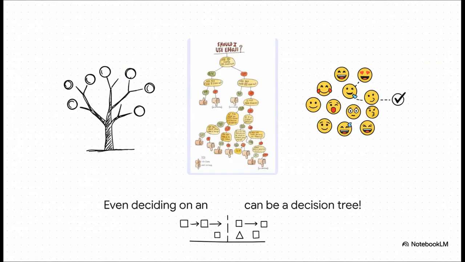And this one might be my personal favorite. Even choosing the perfect emoji can be a decision tree. See? These flowcharts, they're not just for fun. They perfectly capture the core idea. So now let's see how a computer takes this very same concept and uses it with actual data.